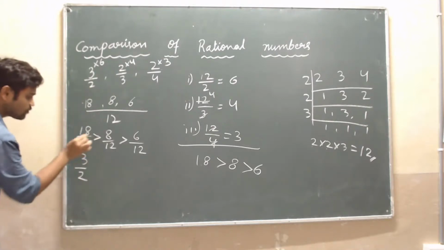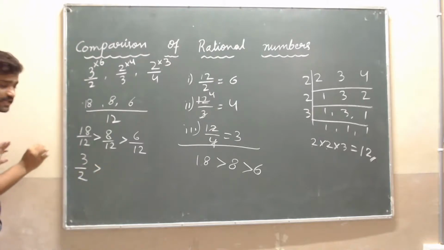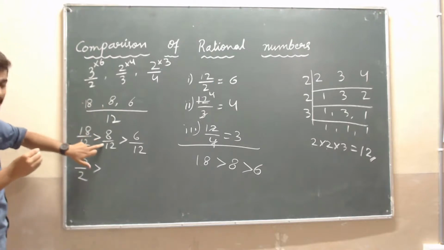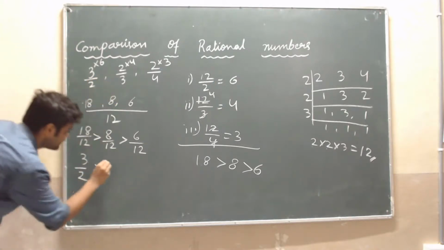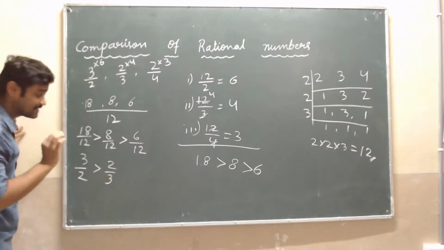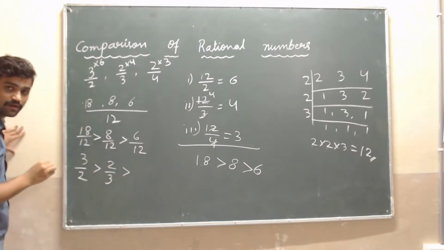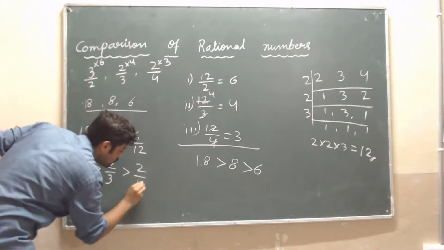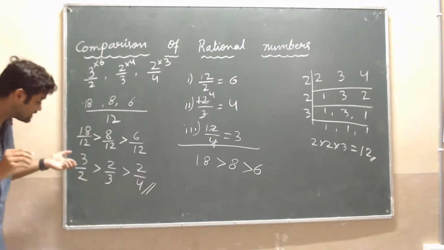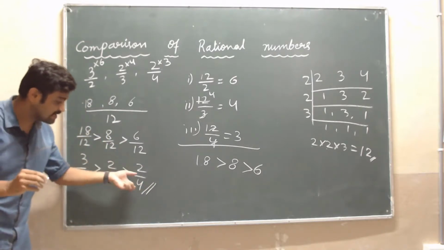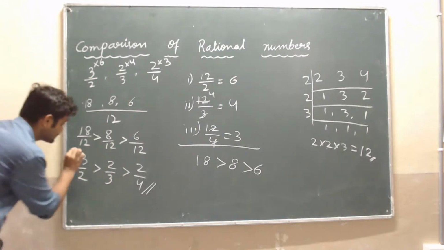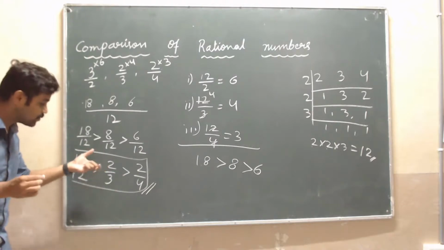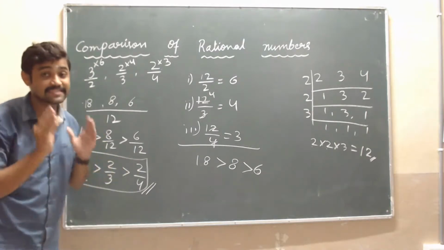Then which symbol do I have to put? This is simple. Here we got the solution. Then which is the second number? 8 by 12 is the answer of 2 by 3. Understood? Then here we will put the same symbol. Then 6 by 12 is the answer of 2 by 4. Here we have compared 3 by 2, 2 by 3 as well as 2 by 4. Here is the answer: 3 by 2 is greater than 2 by 3 and 2 by 3 is also greater than 2 by 4. This is the solution.